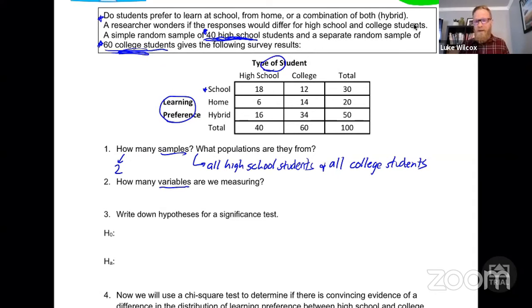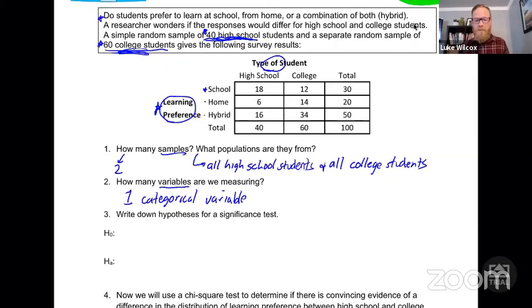So when we went to our random sample of 40 high school students, we didn't have to ask them whether they were high school or college and record that as a variable. We knew that up front because we took a random sample of high school students. So this right here is in fact our only variable. And I do want to point out that it is a categorical variable with 3 possible categories of school, home, and hybrid. So I'm going to say that there is one categorical variable here.